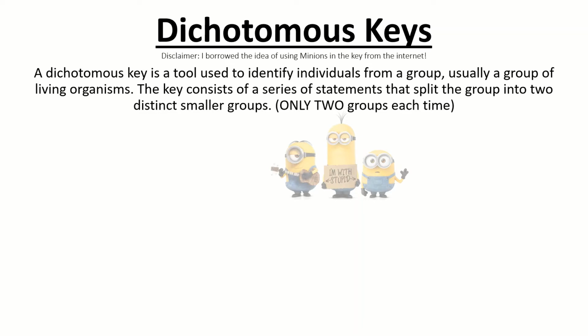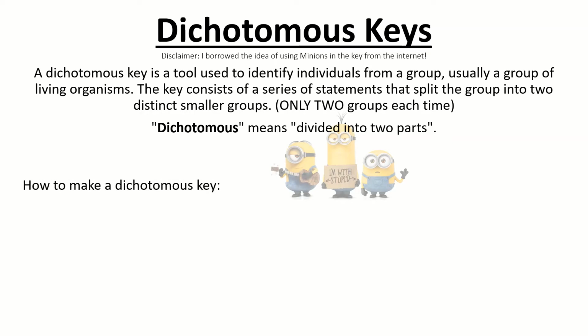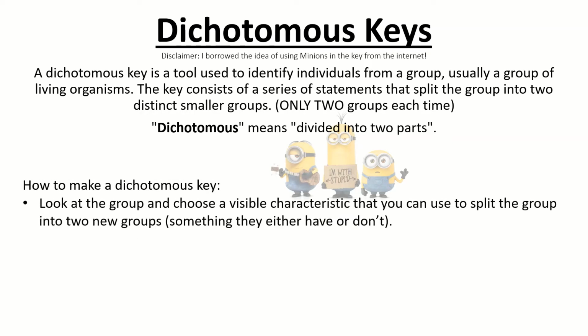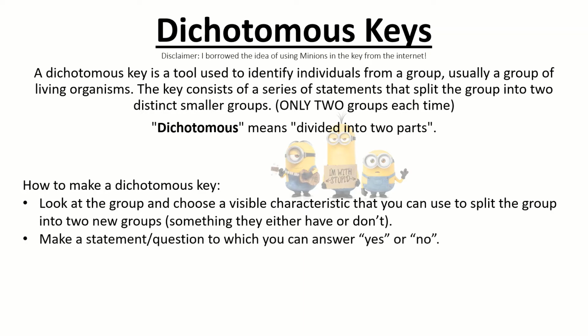So dichotomous means divided into two parts, and that's what we're going to do at each stage in the dichotomous key. So let's start with how to make a dichotomous key. You're going to look at the individuals that you have in the group and choose a characteristic that is different for some of the organisms. Choose a visible characteristic that you can use to split the group into two new groups.